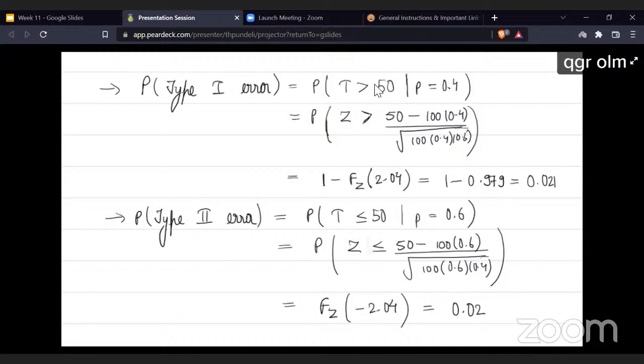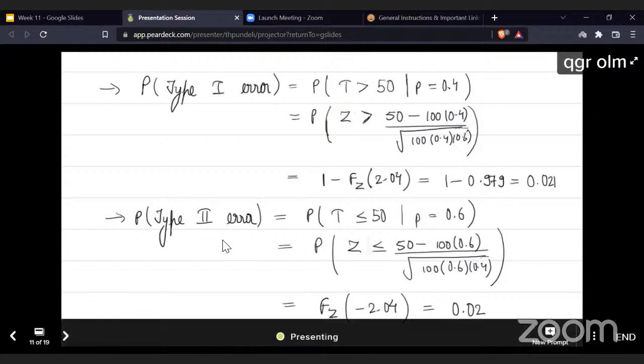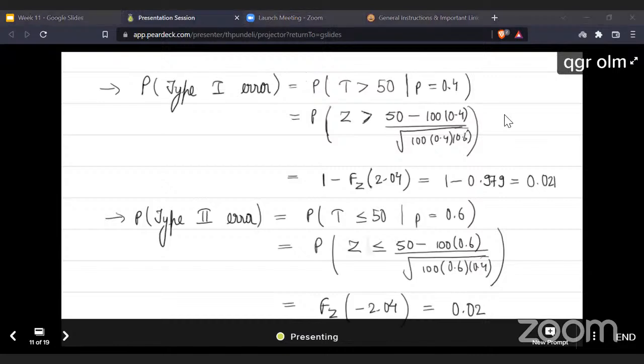So you are getting both this type 1 error and type 2 error to be equal, that is 0.021. So type 2 error is beta, right? Probability of type 2 error is beta. Yes, probability of type 2 error is beta.